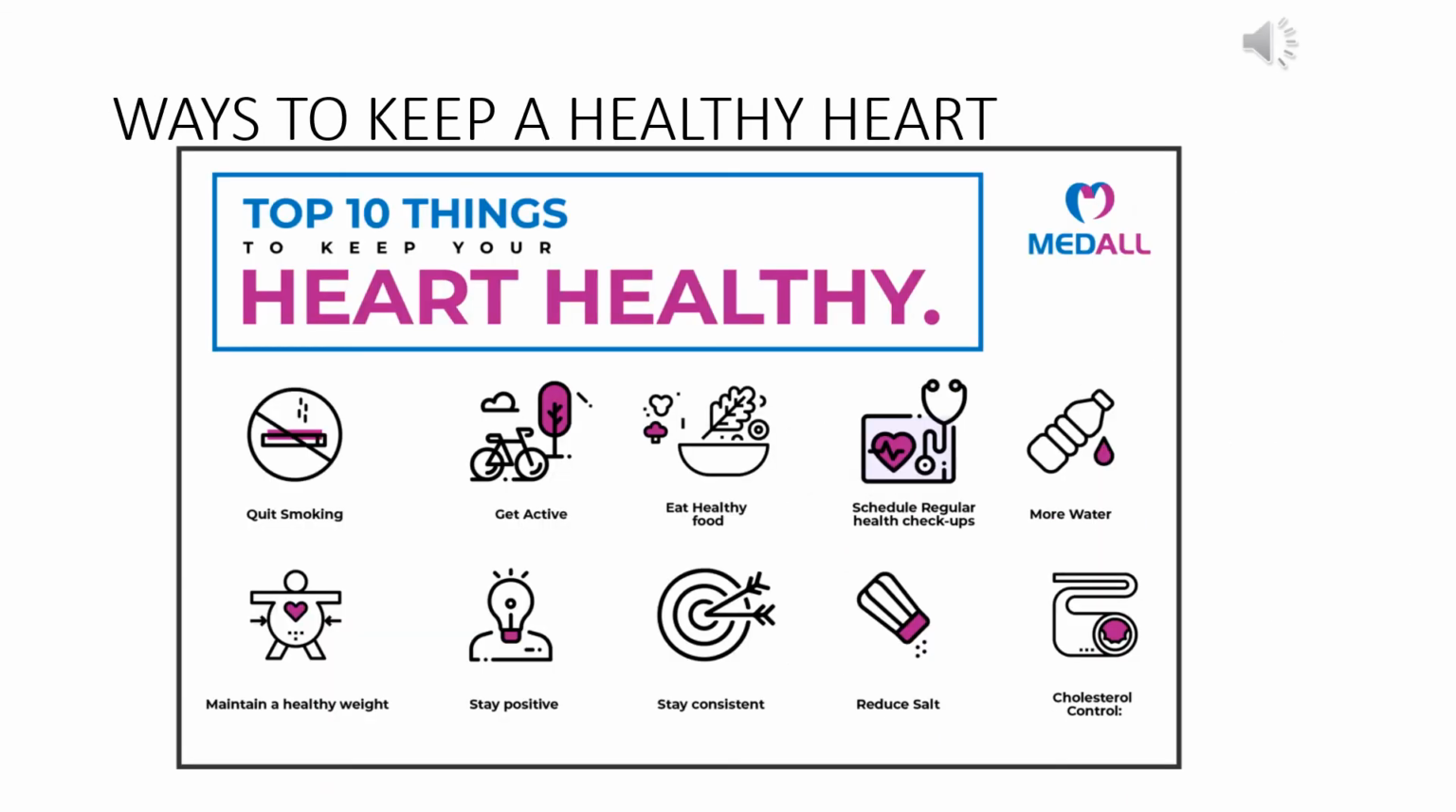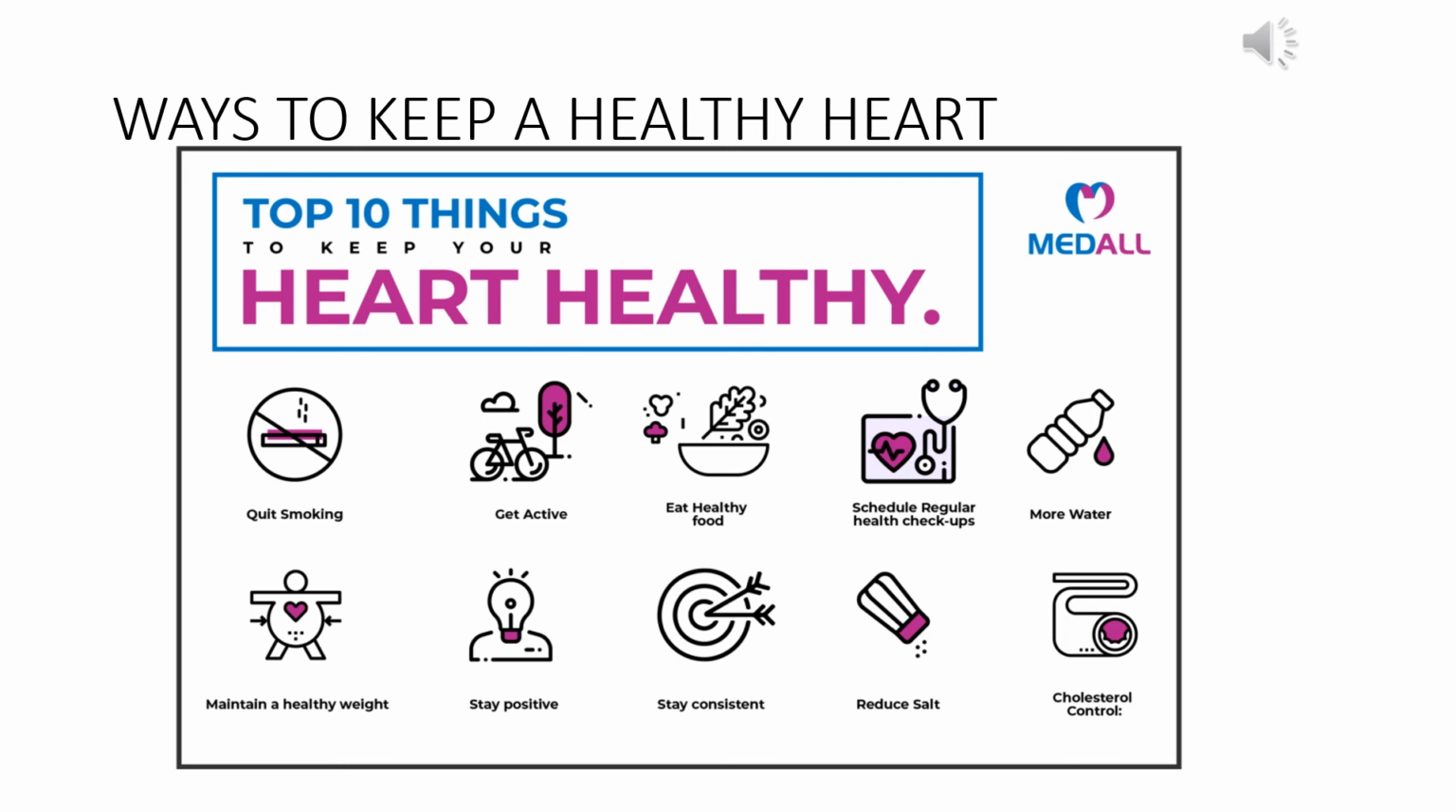The heart is a very vital organ of our body and we need to always keep the heart very healthy. So what can we do for keeping a healthy heart? One should quit smoking. Smoking is very injurious for the heart. The heart gets blocked due to smoking, and we need to exercise or do yoga every day. So we need to be very active, and we need to eat healthy food.